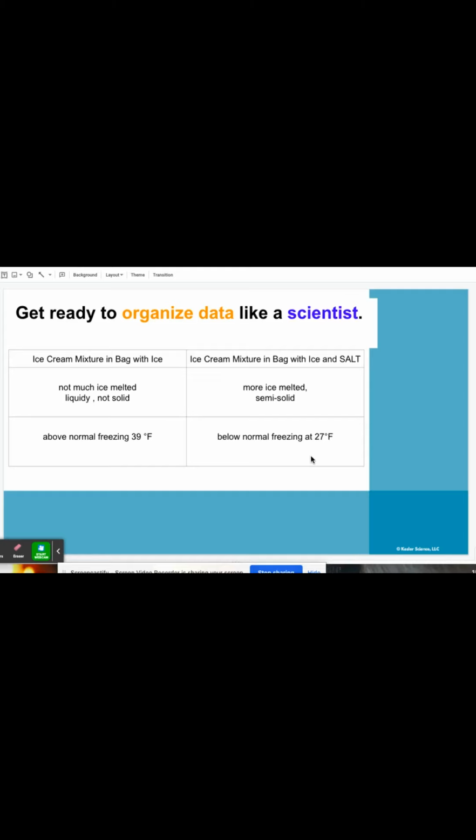Let's get ready to organize and analyze data like a scientist. We did an experiment with just ice and with ice and salt, and we were trying to see what effect it had on the ice cream mixture inside. Well, with just ice and no salt, the ice didn't melt very much, and the ice cream mixture inside stayed liquidy; it didn't solidify. And its temperature was above normal freezing, 39 degrees Fahrenheit.